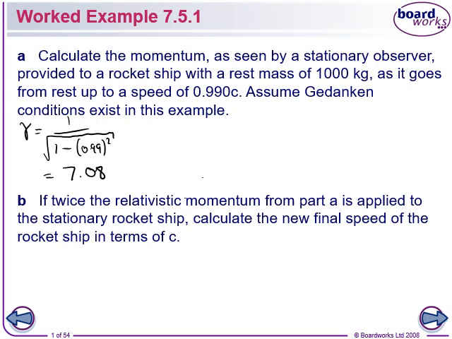So to work out, what do we want? We want momentum. Okay, we can do this. Remember, our momentum is just equal to our Lorentz factor multiplied by mass multiplied by velocity. Our Lorentz factor is 7.08. Our mass is 1,000. And our velocity is 0.99 times 3 times 10 to the 8, 0.99 times the speed of light. And we should get a big number here, I'm assuming. Big number. It will be.